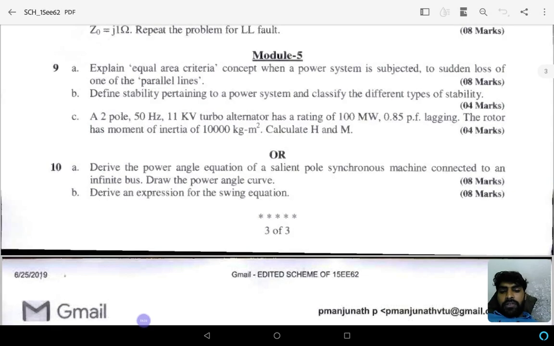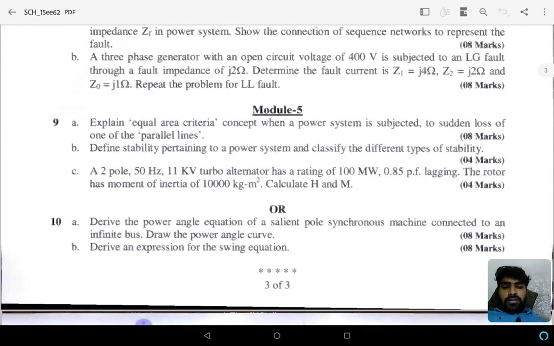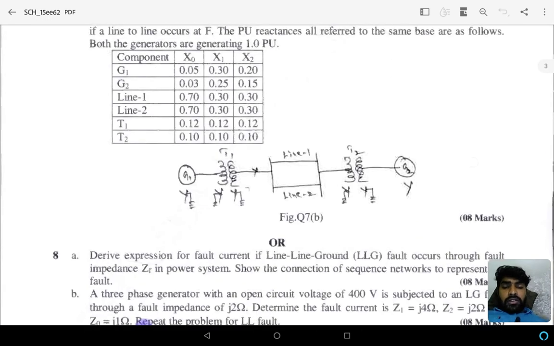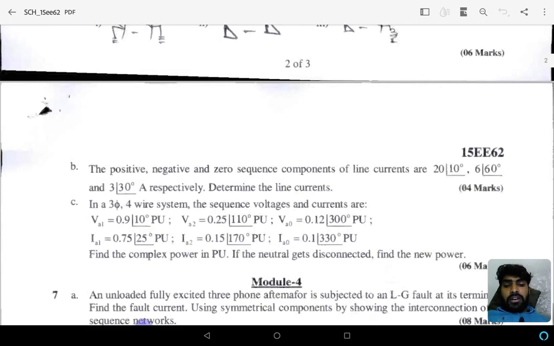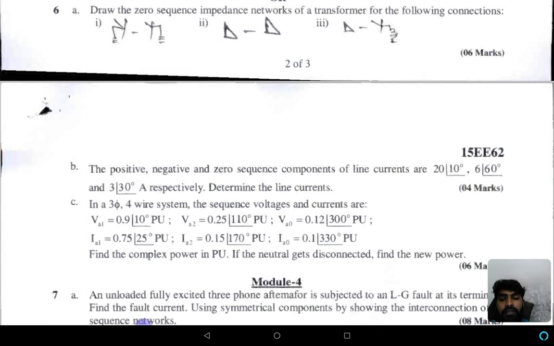I'll be giving the solution for this question paper. I have solved this question paper, and you can refer to it using notes also. I have given a PDF solution of all the questions and all the problems. Just go through it and then solve.